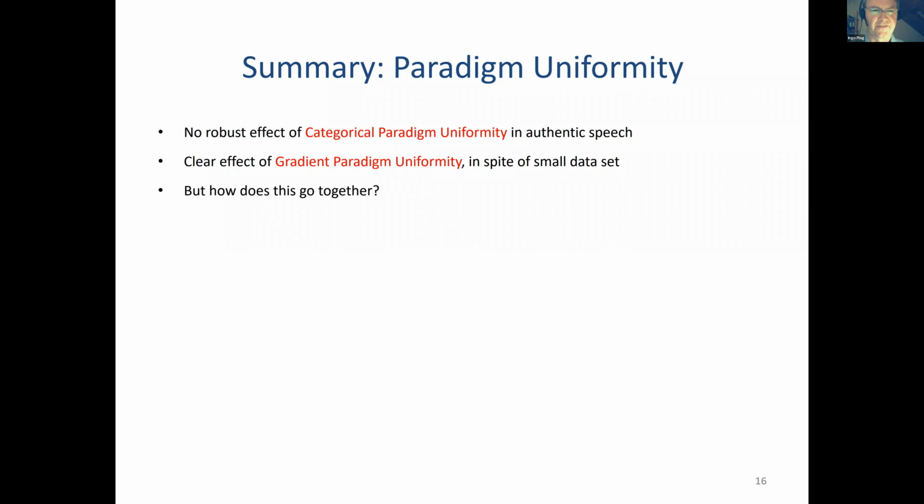Okay. So the question is, how does this then go together? Why do we find this gradient thing, but not the categorical thing? Do words now influence each other, or don't they? Or under which circumstances? So which forms in a paradigm may influence which other forms, and how do they do this? And when do they do this? And is there a threshold, or what's going on? So as usual, more questions than answers.